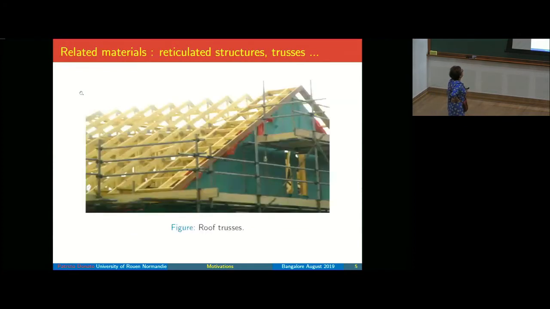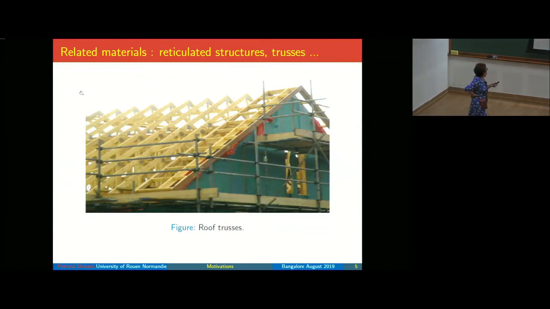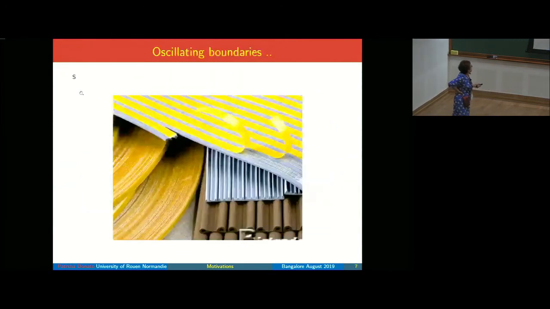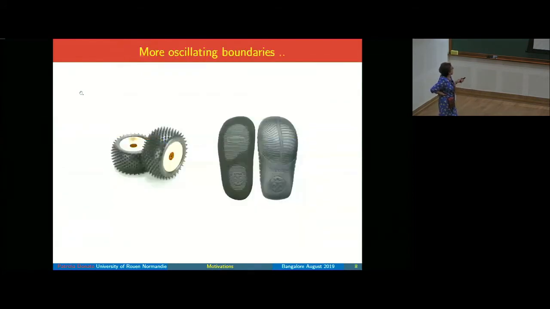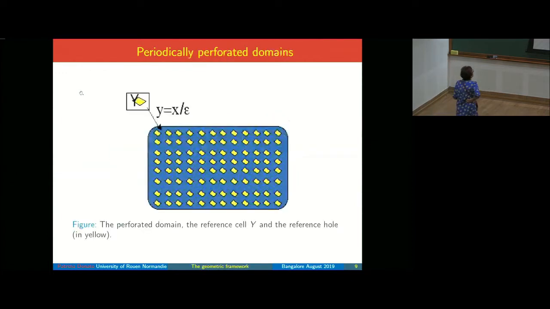Now you can have also this kind of structure, which is also periodic, always with this idea that what is important is the number of things which are repeated compared with the global size, so it can be very small or very big, it depends. Another truss, and an oscillating boundary can be like that, like the wheels, shoes again. Anyhow, my colleagues will talk in detail about oscillating boundaries. So I come back to the periodically perforated domain.